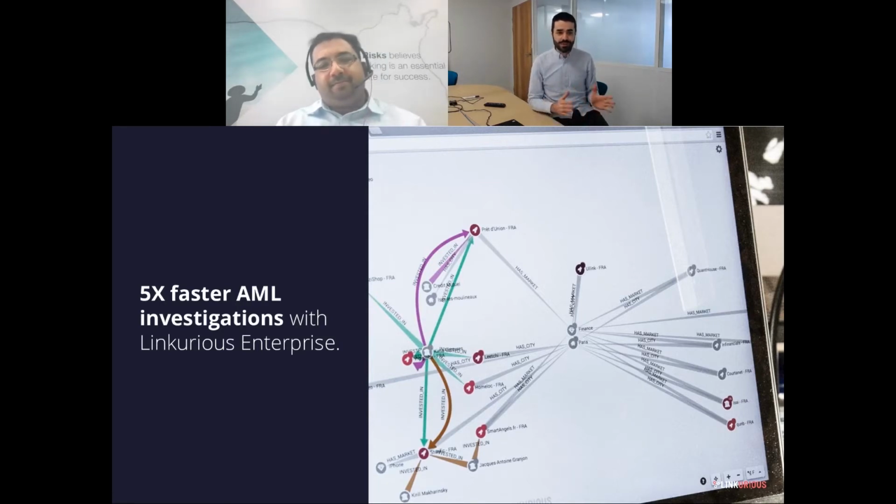So first, Linkurious Enterprise is an investigation software powered by Graph Analytics. It's used by investigation teams throughout the world to stop fraud and money laundering networks. Linkurious Enterprise, and you can see a screenshot of the product on the right, is a browser-based software that can be installed on your servers or in the cloud. It provides a very intuitive UI through which fraud and compliance analysts can detect and investigate suspicious clients or transactions.